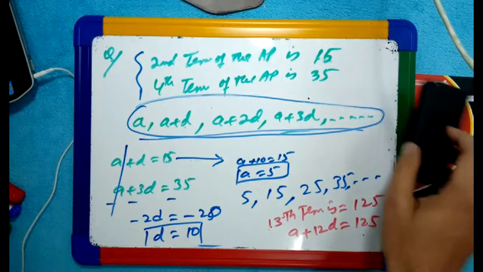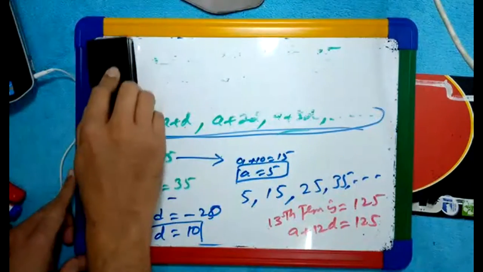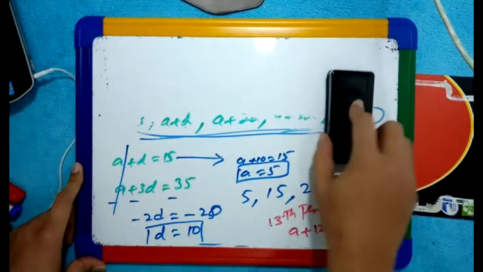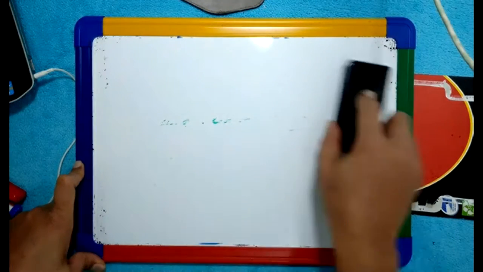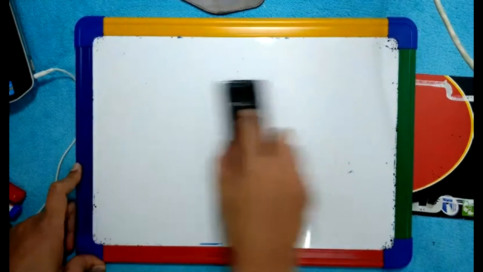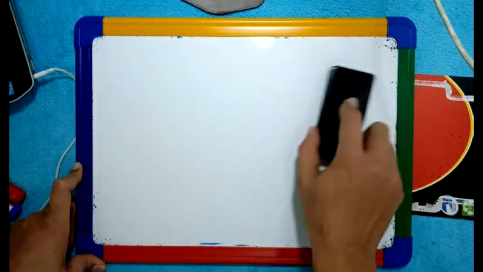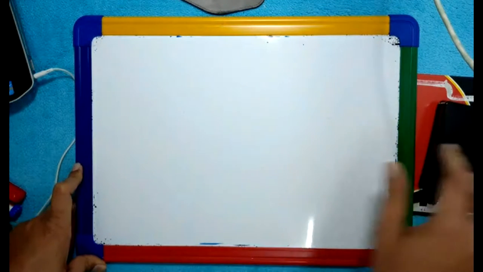Okay, now we move on to the next one. Next one is your geometric sequence. The same thing we apply in the geometric sequence. Only one thing is changed in the geometric sequence: it's a common ratio, and we use R.